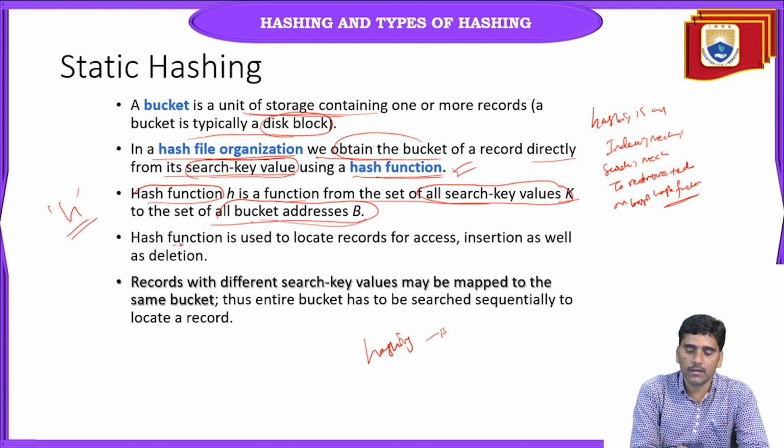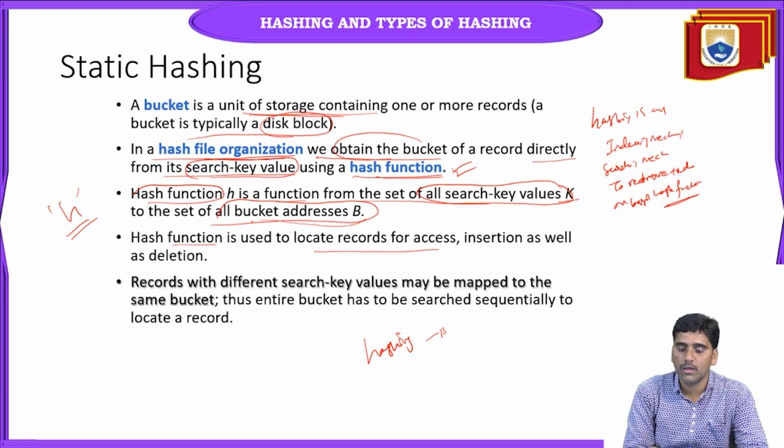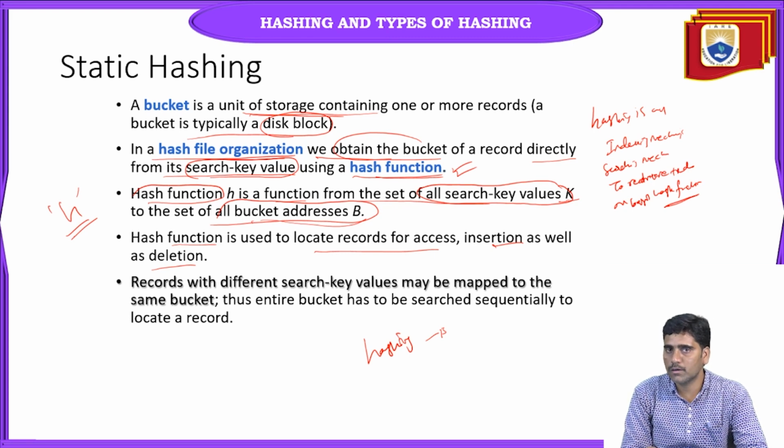The hash function is used to locate records for access, insertion, updating, retrieval, as well as deletion. Just as primary indexes and secondary indexes are useful to retrieve, insert or delete records, in the same way this hashing method also works.